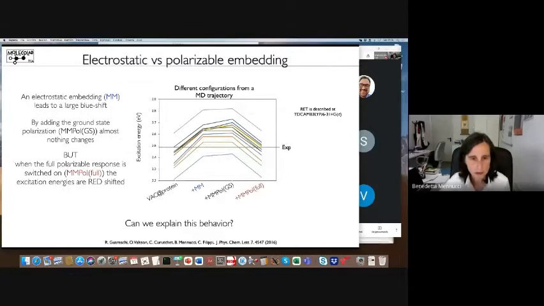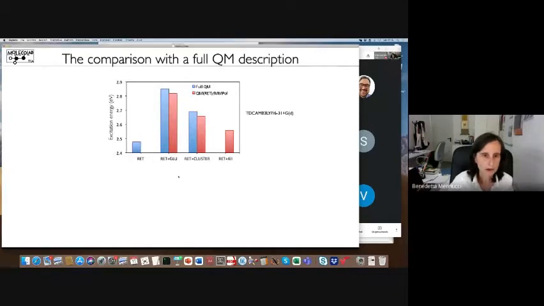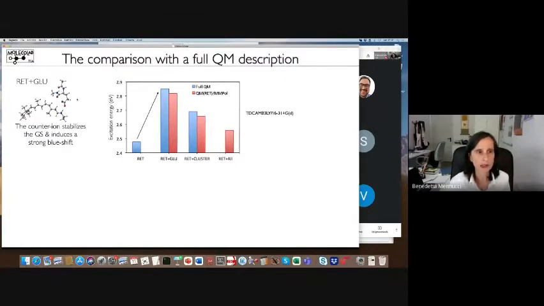Can we explain this? To explain this, we have compared a full QM model with a QM/MM-Pol model. We start from the isolated retinal, this is blue, and then we add, first of all, the close-by counter ion, which is very important in the response of the retinal. We compute this system quantum mechanically, this is the blue excitation energy, or in a QM/MM-Pol version. If you just add this, you see a blue shift, exactly what was seen in the MM formulation. Why? Because the counter ion stabilizes the ground state a lot, and so you have this blue shift.